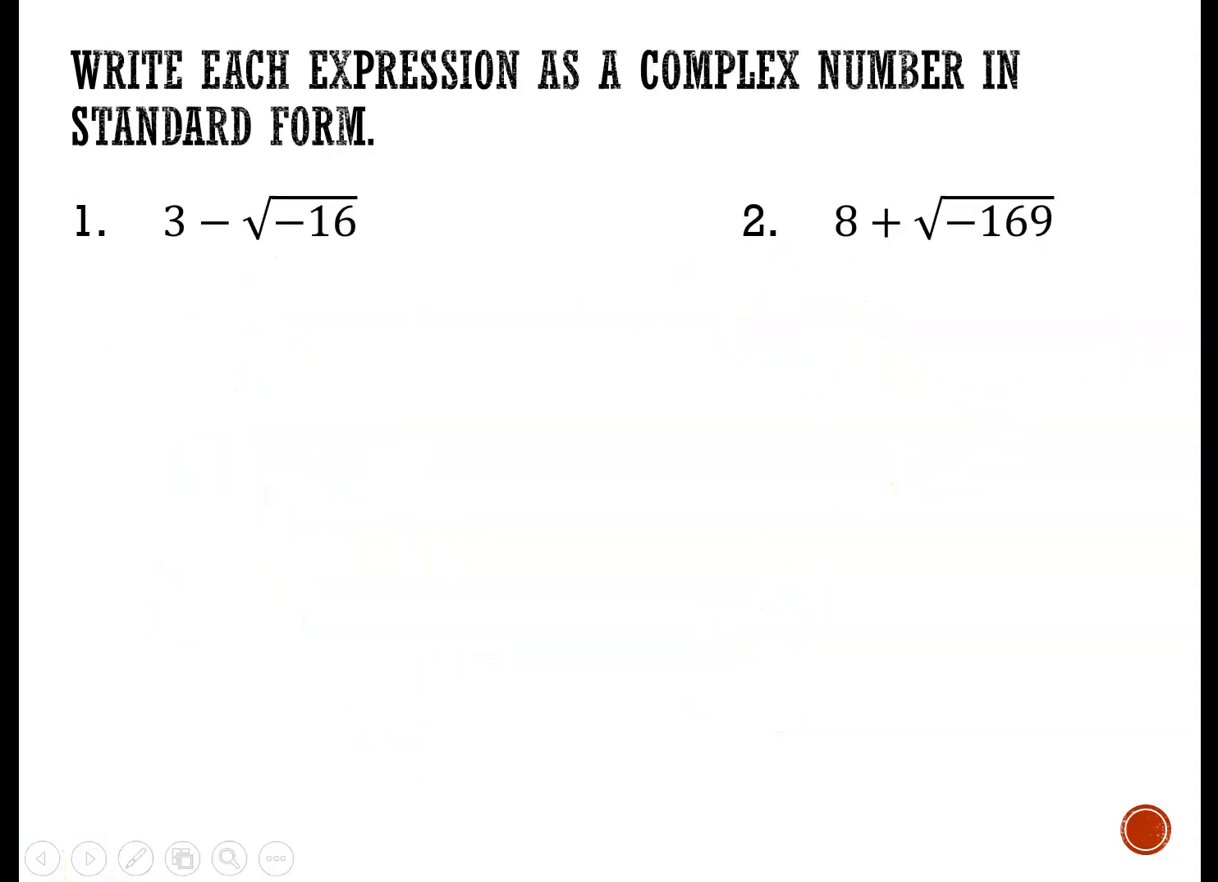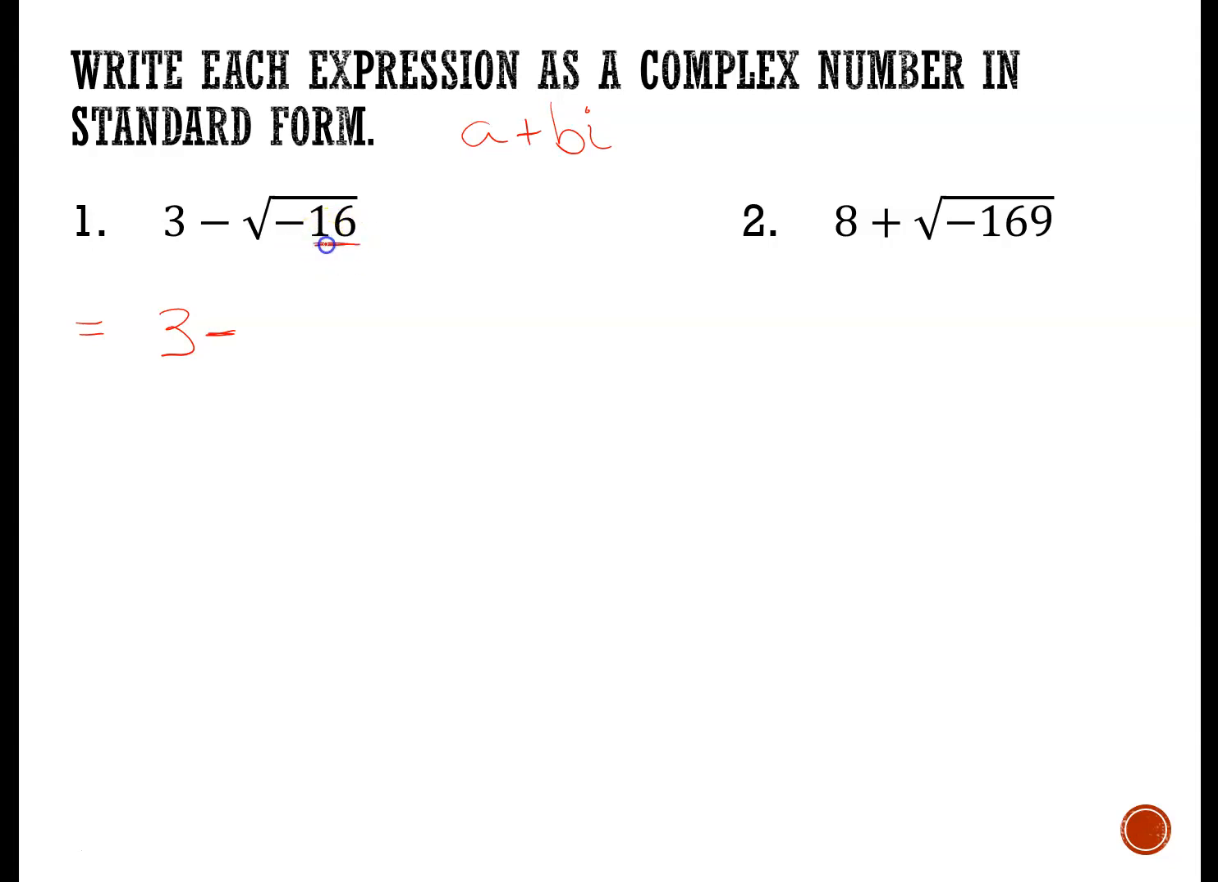These problems say, write each expression as a complex number in standard form. Okay, so remember complex number, the standard form is A plus BI. So you've got your constant term first and your I term second. And so for number 1, all we would have to do is just bring down the 3. We would bring down the minus that is in front of the radical. Now the minus that's underneath, that's going to be I.